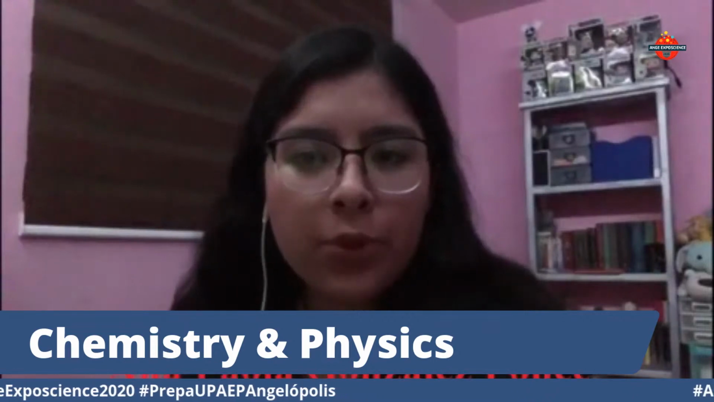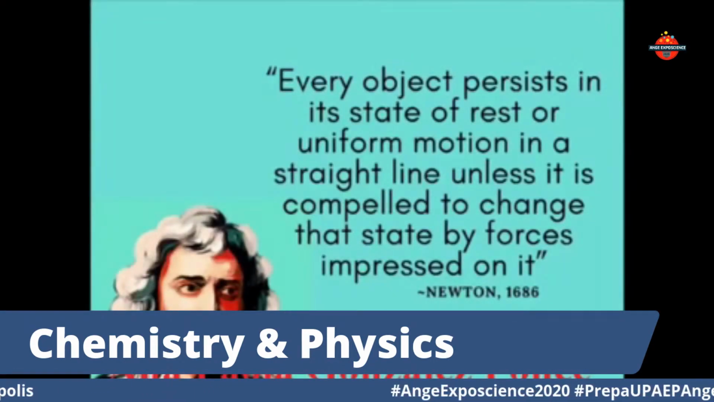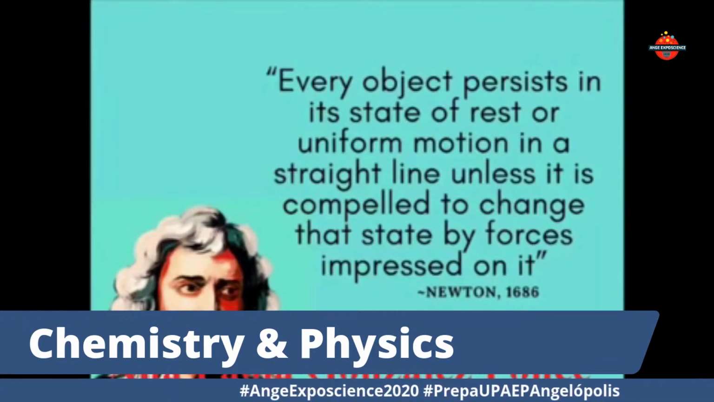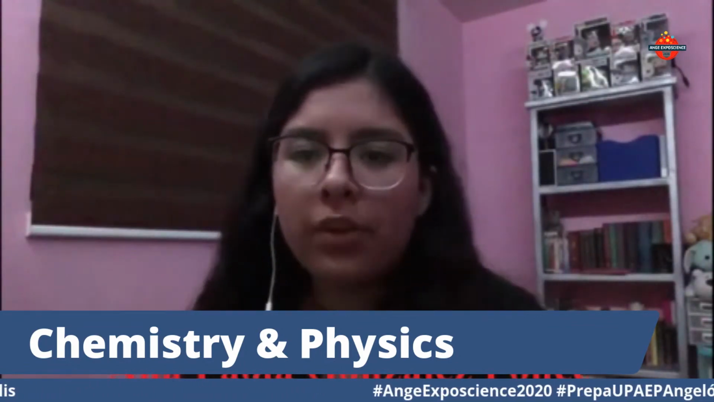The first law of motion states that every object persists in a state of rest or uniform motion in a straight line unless it is compelled to change that state by forces impressed on it. Basically, what this law is trying to explain to us is that if there is no net force acting on an object, then this object will remain in motion. And if the velocity of the object is zero, then this object will remain at rest.